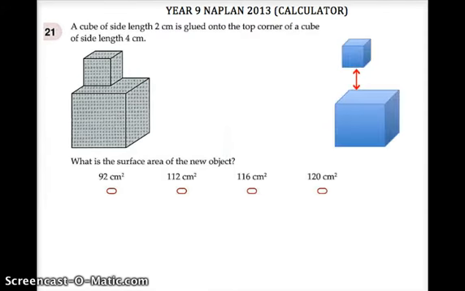Now, I think the easiest way to do this question would be to work out the surface area of each cube without the 2 cubes being joined, and then subtract the 2 surfaces that would touch each other. The 2 surfaces that would touch each other would be the bottom of this cube here, but it would also sit on top of an area identical to the bottom of that cube there.